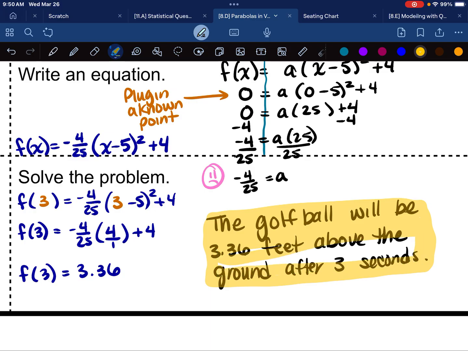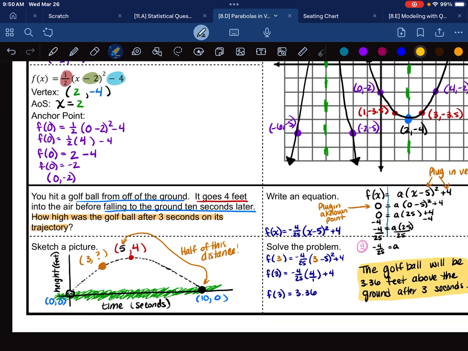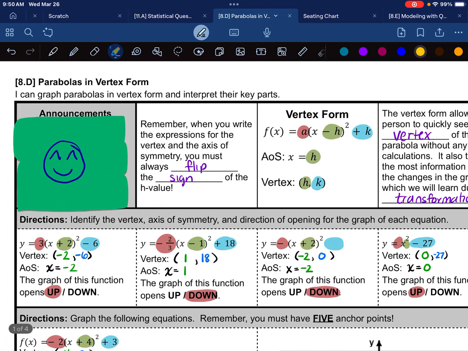Now, these real world problems, guys, almost every time it's easier to draw that picture first like I did, because it helps you to see where you're going and what information you have. But there we have it. That is parabolas in vertex form.